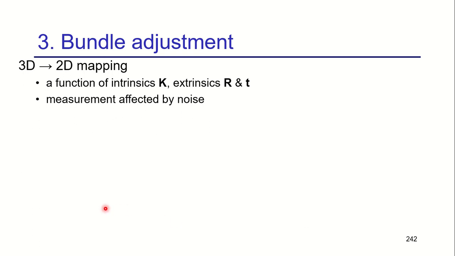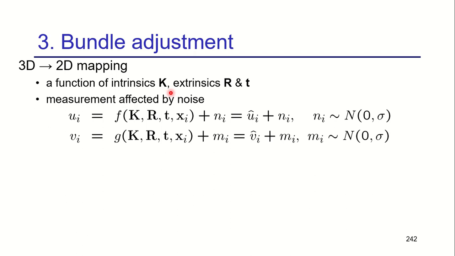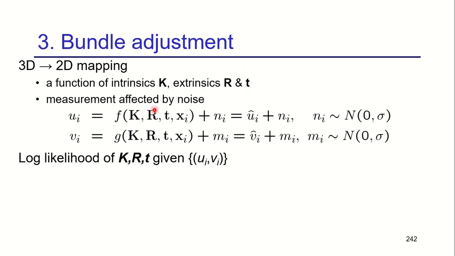In bundle adjustment, we construct the 3D to 2D mapping as a function of the intrinsic K and extrinsic camera parameters R and t, and the measurement will be affected by noise. So u_i and v_i are functions of K, R, t and x_i, both functions plus the noise. This is the noise for u and this is the noise for v, so u_i cap plus n_i, v_i cap plus m_i. The noise which you assume is N of 0, sigma.